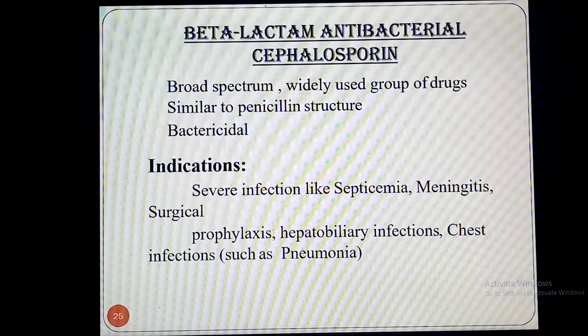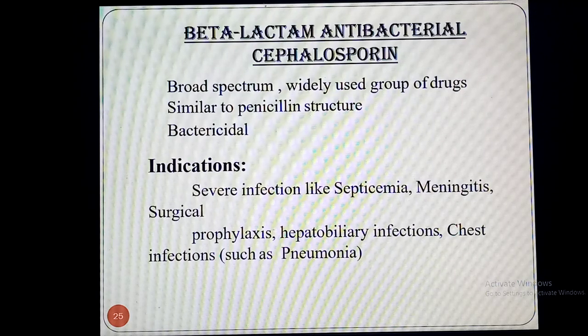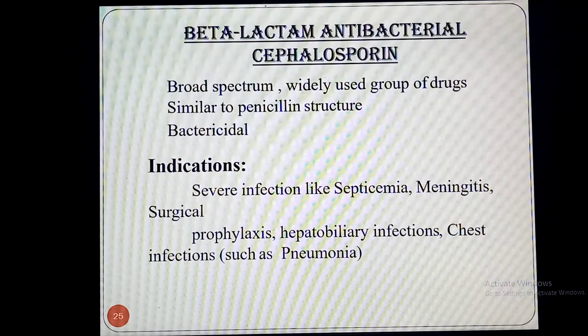Now the beta lactam antibacterial agent cephalosporin, this is another class. Cephalosporin is basically a broad spectrum antibiotic, a widely used group of drugs similar to penicillin in structure. They are used in a variety of infections, and it has broad spectrum activity, which means it can cover a wide range of microorganisms.